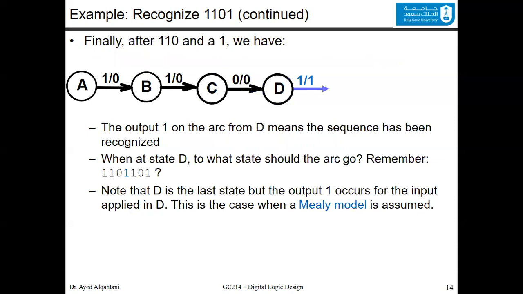Now, after this, finally, we have another one. So this one means that we had the bits 1, 1, and then 0 in the past, and this one just happened. So what we do in the state diagram, we have 1 and 1 and 0 in the past. We add only an arc, and we say that the input 1 happens, and because the full sequence is now represented in the state diagram, the output of 1 on the arc from D means that the sequence has already been recognized fully, and we generate the 1 in the output right here.